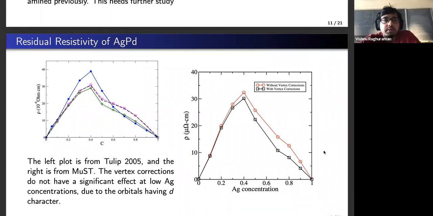I'm not sure if this is the correct reason, but I think the transition from D to S, when you're going from silver rich to palladium rich, the difference in the chemical behavior of the two is quite different. So maybe that's why you see a different conductivity behavior at the silver rich region.